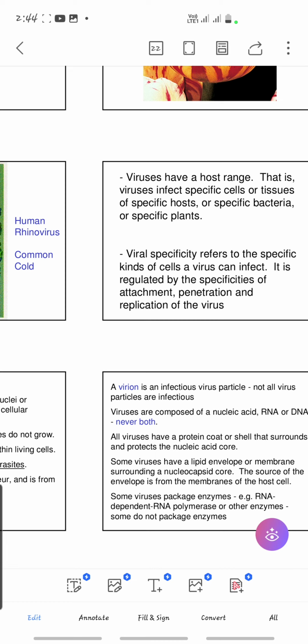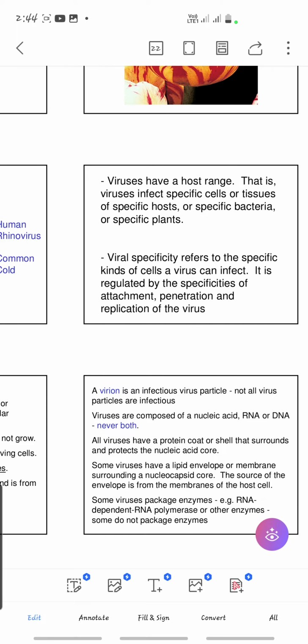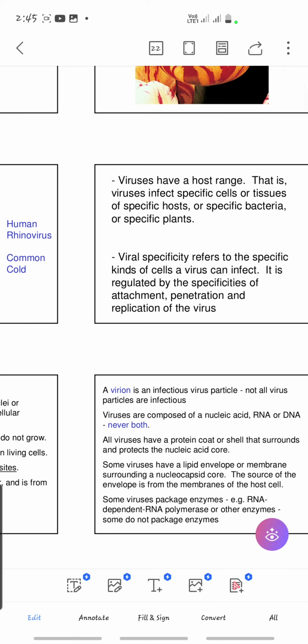Okay? So all the viruses have a protein coat, of course. That's why it's called an intracellular parasite, because it can be viewed as a mobile genetic element, most probably of cellular origin, and it is characterized by a coevolution of virus and host. Okay? And that surrounds and protects the nucleic acid core. Okay? Some viruses have a lipid envelope or membrane. This is what we define as the virus having its own envelope, and that envelope is a lipid envelope, particularly fats or membrane surrounding a nucleocapsid core.